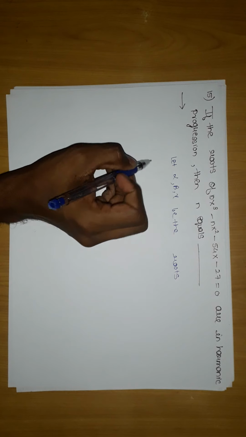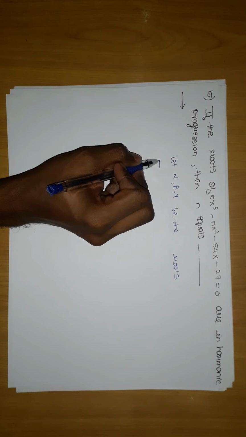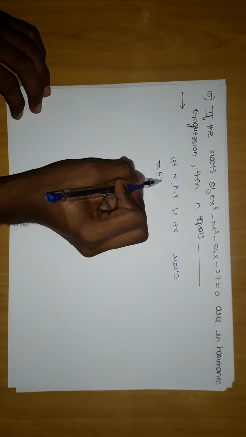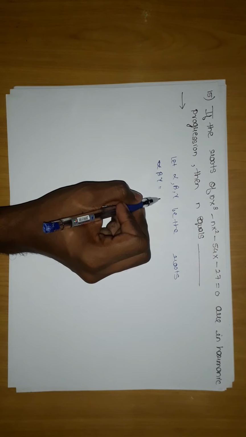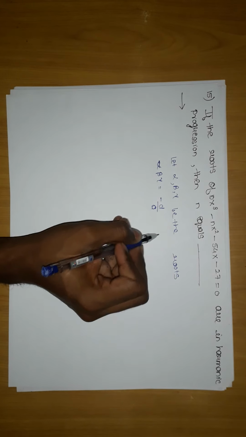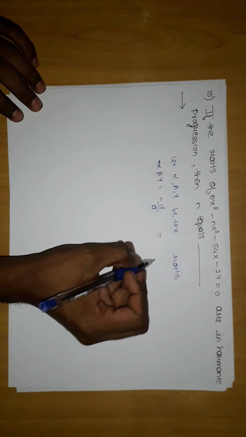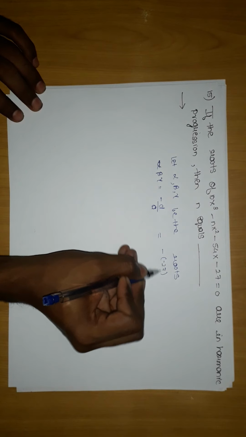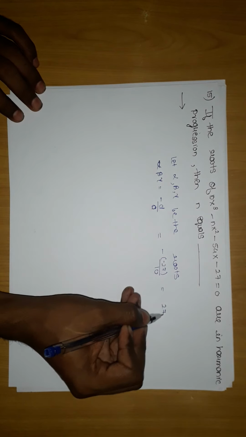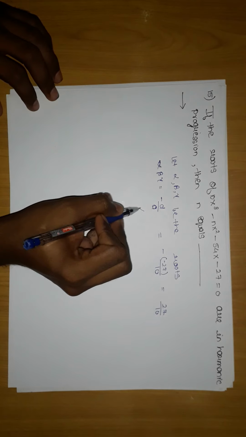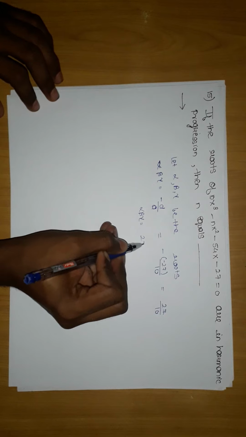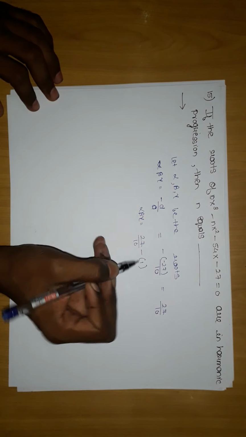Alpha into beta into gamma will be nothing but minus d by a, as per the equation information which we have studied. That is nothing but minus into minus 27 upon 10, which is 27 upon 10. We have considered the three roots as alpha, beta, gamma. So alpha beta gamma is nothing but 27 upon 10.